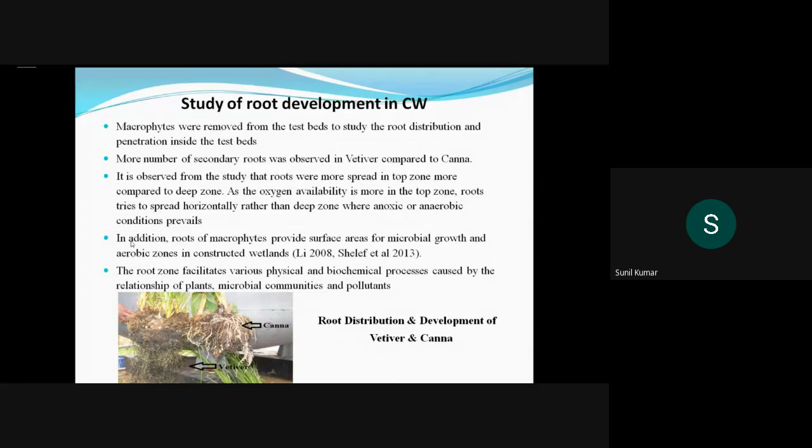So you can see the root growth. If the canna plant is used, how much will be the root, and if the vetiver is used, how much is the root penetration inside. All these things are studied in the case.